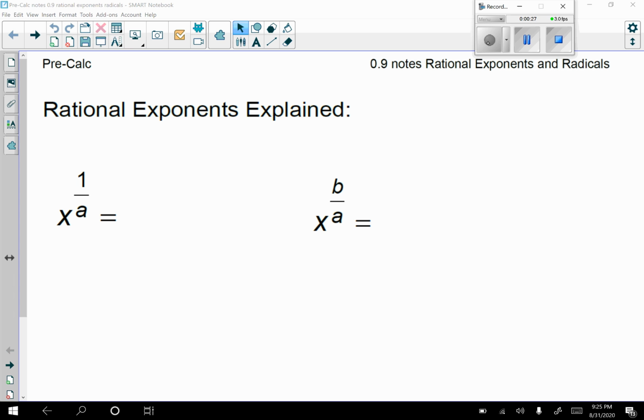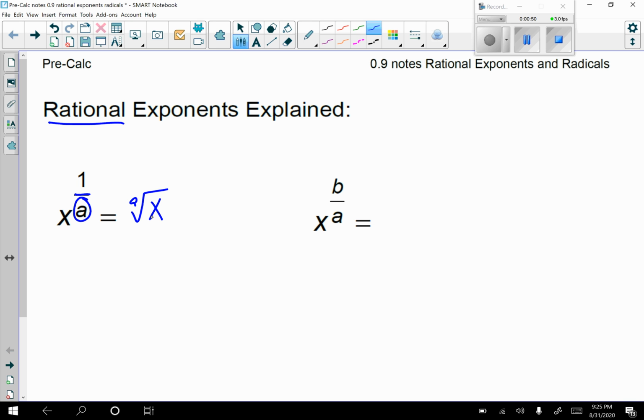We know rational exponents are radicals, they're roots. Rational means fractional exponents, and we have to know which part is the root. So remember, x to the 1 over a, the denominator in the fraction, is the type of root. The index of the root is what that is. So this is the eighth root of x. The most common one is the square root, but there could be any kind of root. So that is the equivalent relationship of just rewriting it as a radical, so a root.